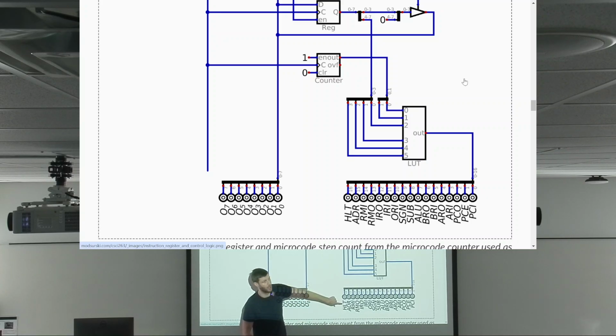There's this one's halt. We haven't talked about the halt control signal yet. We kind of did when we talked about the halt program. We need to deactivate the clock. You'll see how we do this shortly. It's super easy.